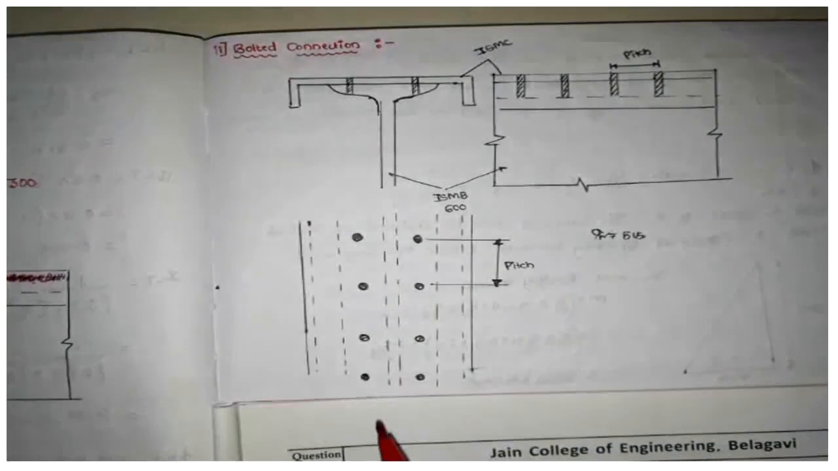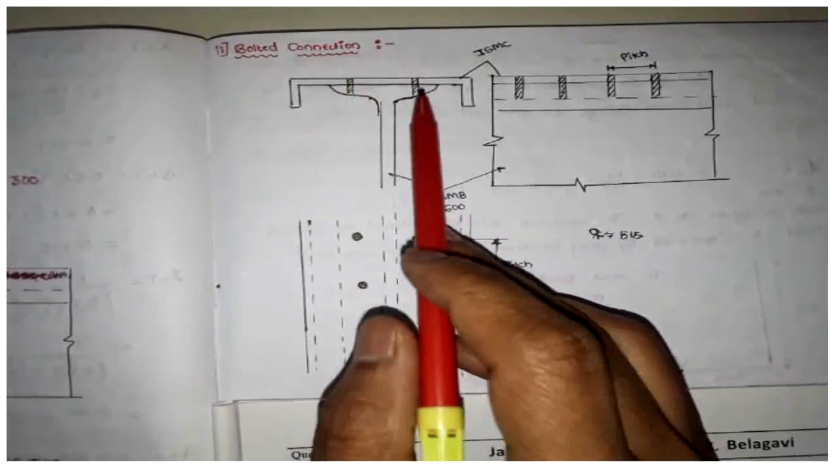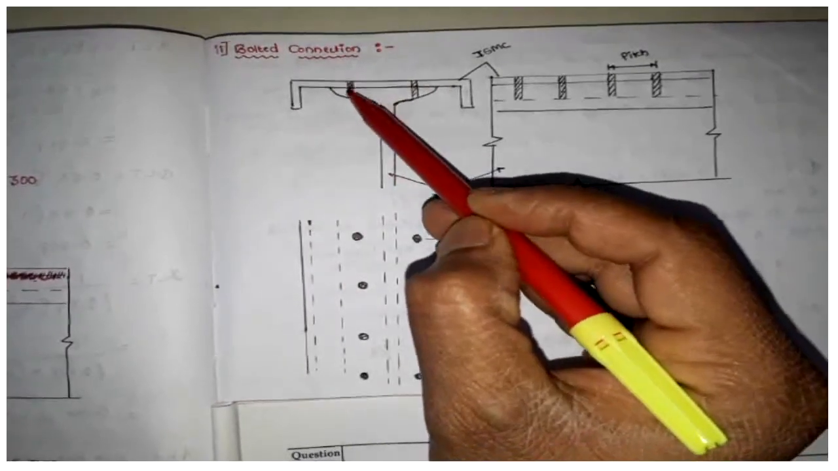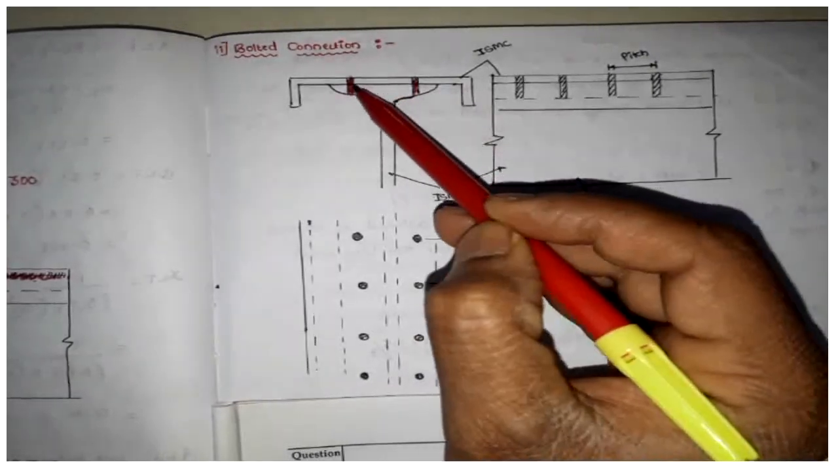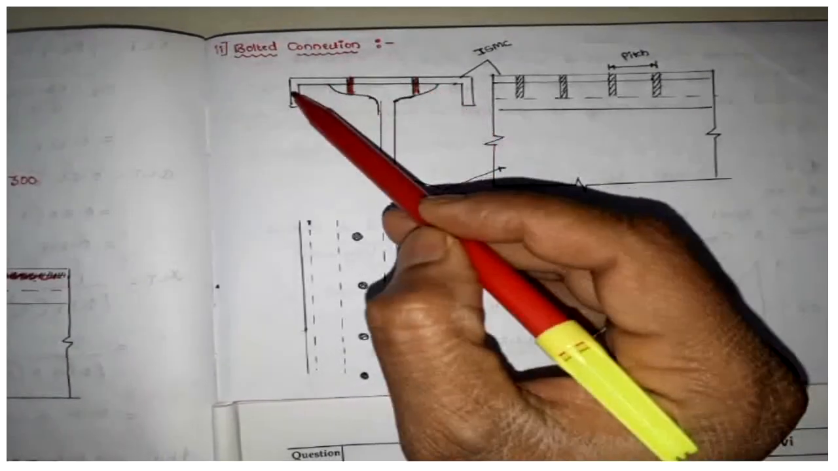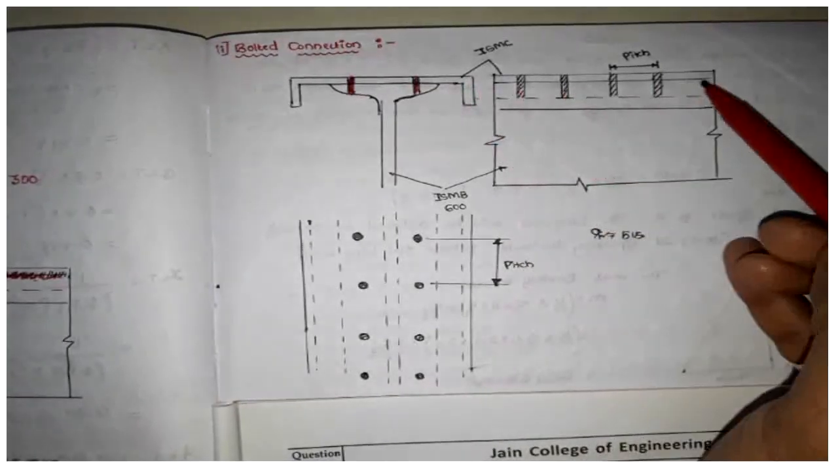Okay, next is regarding bolted connection. Now you can see here in the cross section elevation, we need to provide bolts like this to connect the top flange of the I section and the channel section. And this is in longitudinal section.